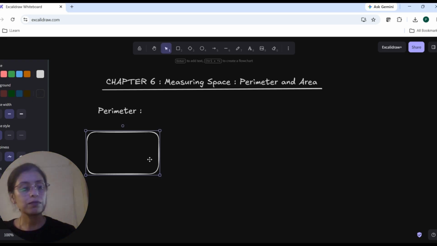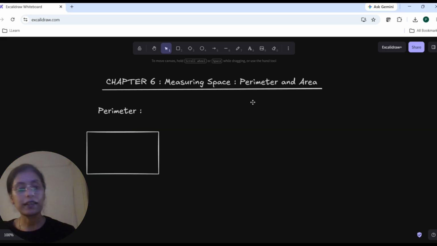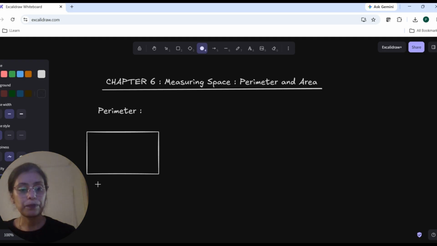So, this is a rounded one, but this is a rectangle. Yeah, this is now a rectangle, right? Now suppose it looks like a rectangle, but just assume this is a park in your society, and this is you. I'm making your hands and legs.